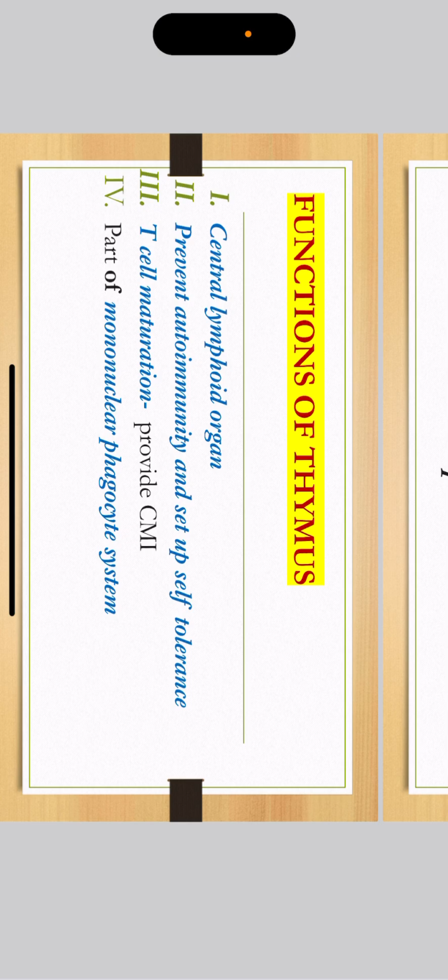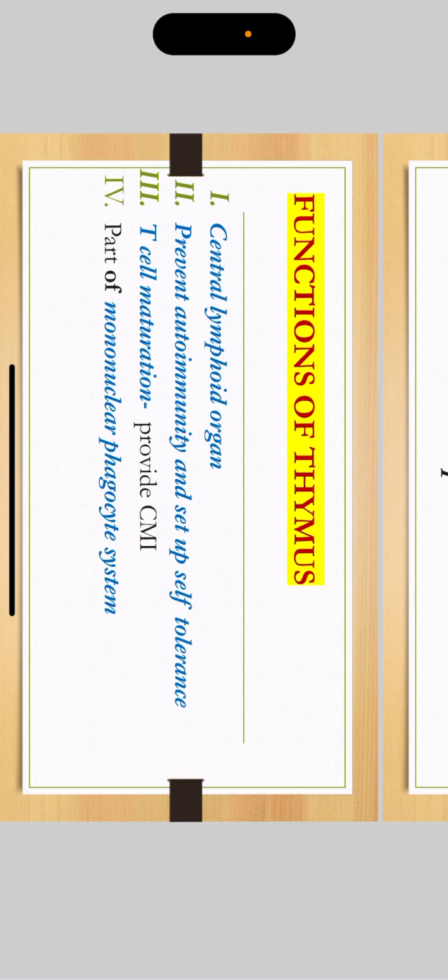Another role is prevention of autoimmunity and to set up the self-tolerance. Why? Because this gland, basically, it has a very important or pivotal role by instructing the T cells to prevent autoimmunity. Okay, so the cells that are coming from bone marrow, they undergo a very fine tuning inside this gland and they differentiate into mature T cells. Okay, so T cell maturation, and they provide cell mediated immunity.